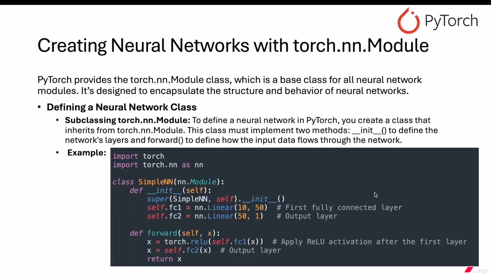Then I'm saying self.fc1 = nn.Linear(10, 50), which is the first fully connected layer. Then self.fc2 = nn.Linear(50, 1), which is the output layer. Then I have another function here, forward, with self and x as arguments: x = torch.relu(self.fc1(x)), where we apply the ReLU activation after the first layer, and then x = self.fc2(x), which is the output layer, and return x.